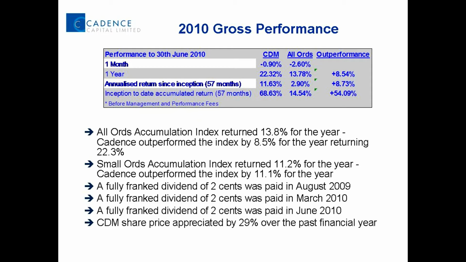During this financial year, we have also paid out 6 cents of fully franked dividends, and our final 2-cent dividend was paid in the June 2010 month. An important point to illustrate is that our share price has also risen by 30% this financial year, and that is after the payment of 6 cents of fully franked dividends. So we can say then that the share price has actually outperformed the portfolio for the financial year, despite the payment of 6 cents of fully franked dividends.